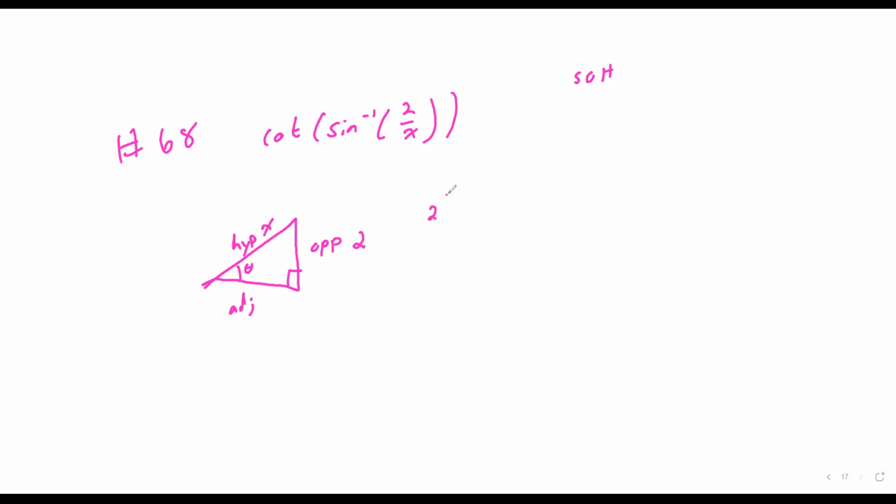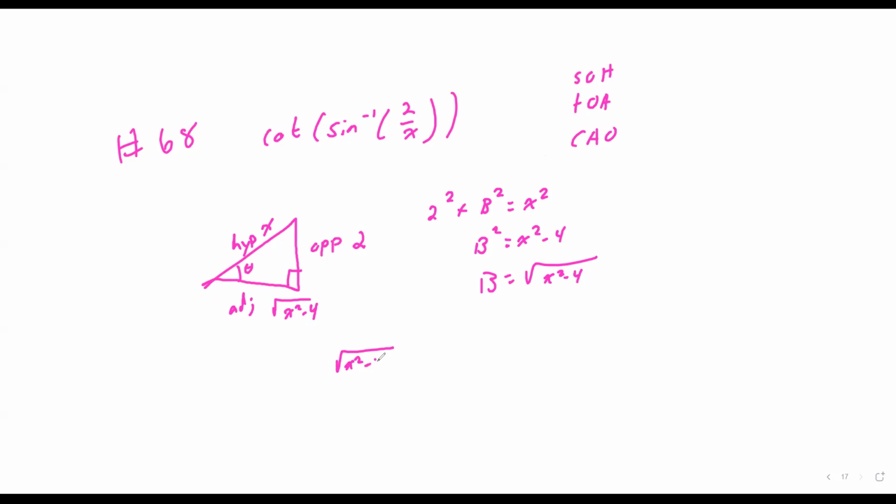So let's work this out. This becomes 2 squared plus b squared equals x squared. So b squared equals x squared minus 4, so b equals the square root of x squared minus 4. All right, and then cotangent is, if tangent is TOA, then cotangent would be CAO. So it just flips. Therefore, that would be adjacent, the square root of x squared minus 4, divided by the opposite, which is 2. There you go. Let's do a couple more.